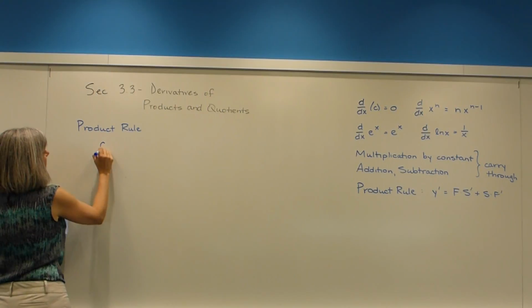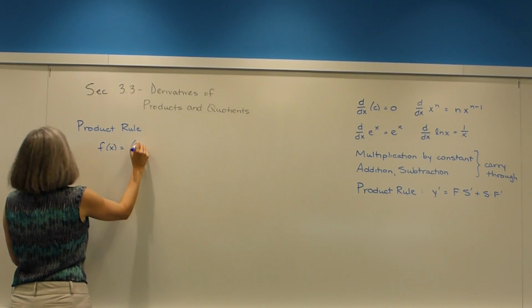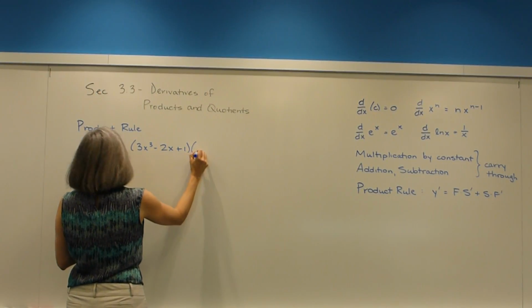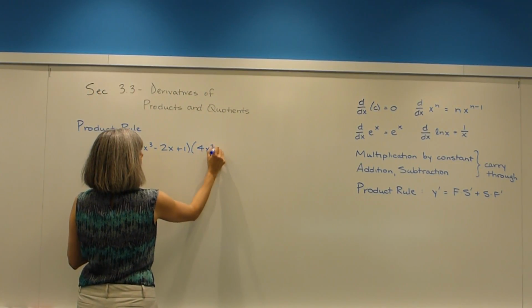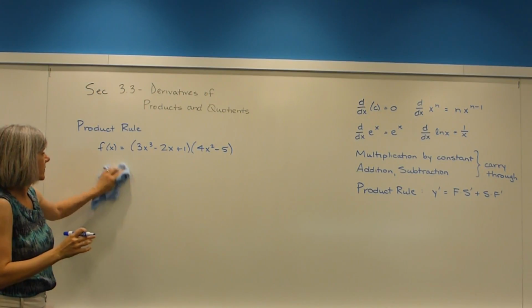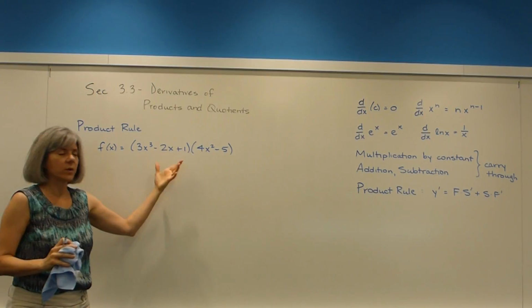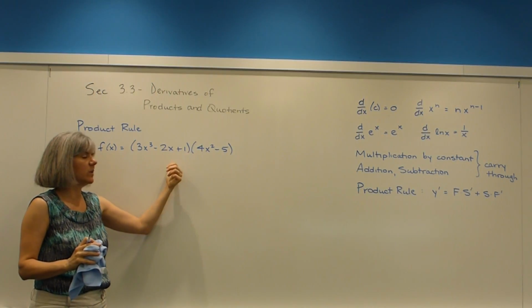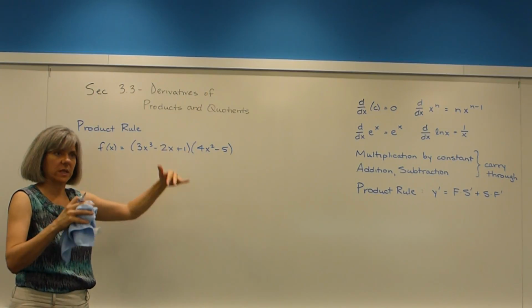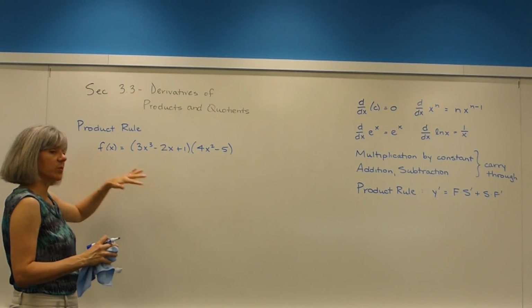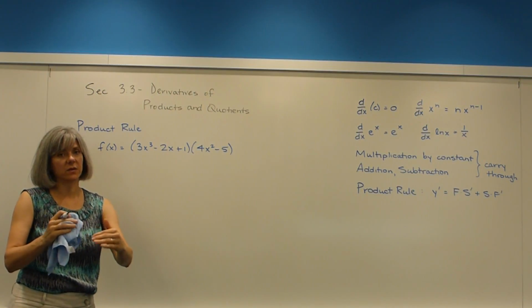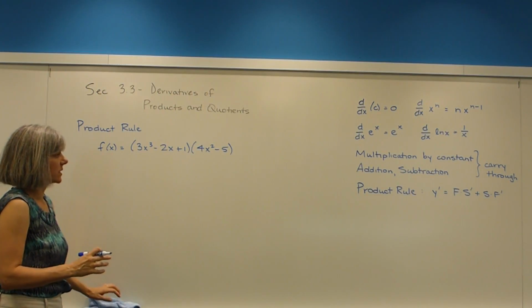So we'll have f of x equals 3x cubed minus 2x plus 1 times 4x squared minus 5. Okay, so everyone agrees, we could multiply this out. That would be kind of a pain, but we could do that. And then once we've multiplied it out, we can take the derivative. Instead, let's use the product rule. If you were to do it either way, we will get to the same right answer. So just so that we are clear about that.